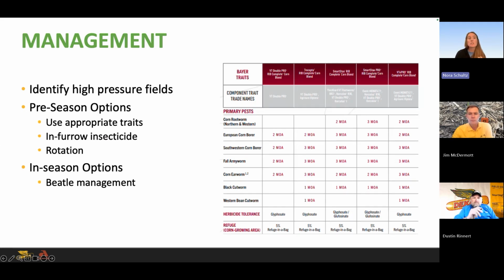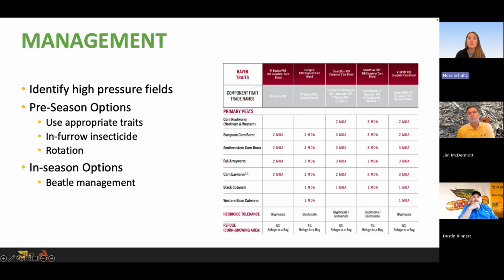And even with a Smart Stacks Pro or VT4 Pro, rootworm larvae need to feed on the root still to ingest the protein for it to be lethal to control that pest. So we don't expect you to see zero feeding. You'll see a little here and there. You should not have anything where we're actually losing full nodes. And we'll cover that later into the year.